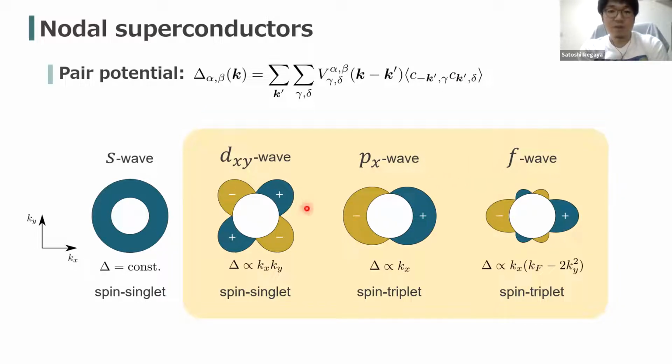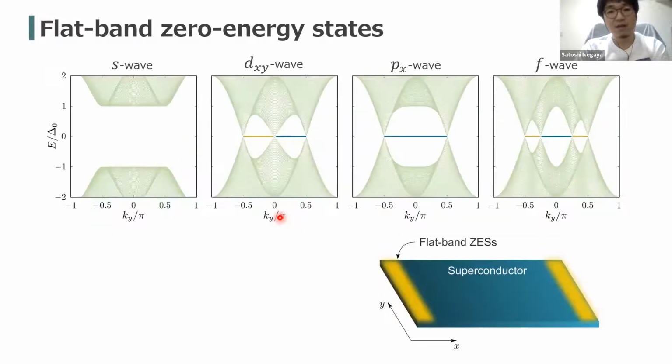In these superconductors, the pair potential closes at certain points on the Fermi surface, and the sign of the pair potential can change across the gap nodes. The striking feature of these nodal superconductors is that they can exhibit flat band zero energy states at the surface of the material. This figure shows the energy spectrum as a function of the momentum parallel to the surface we consider.